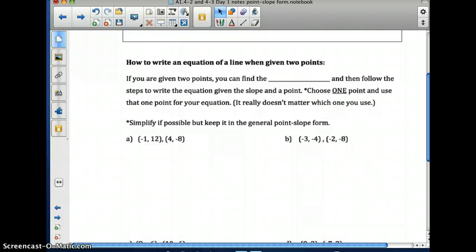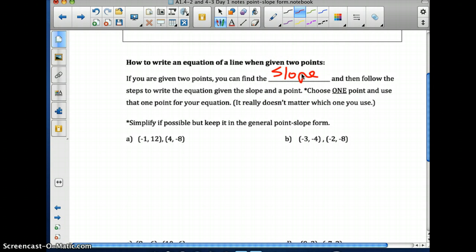If you're given 2 points, what can you find? Slope. Excellent. Everybody jot down the word slope in there. And then you're going to use point slope form to write the equation. If you're already thinking about the important question, don't blurt it out. Watch where we're going with this.